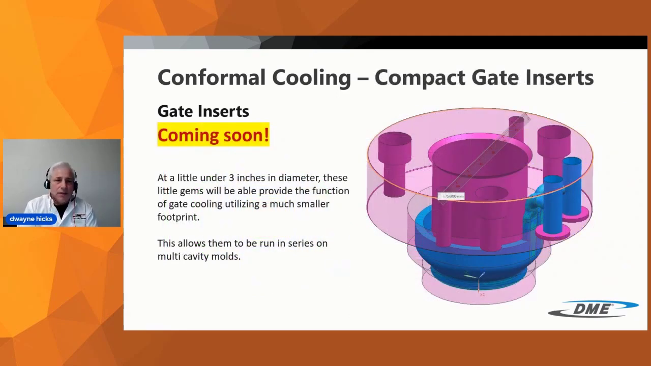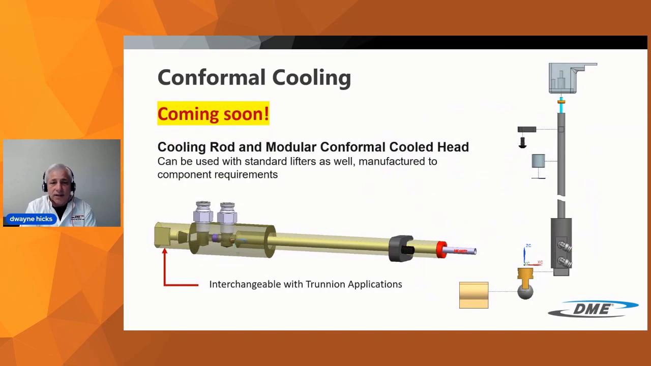Coming soon are compact inserts. And this is going to be very helpful for multiple daisy chain scenarios. They are under 3 inches in diameter and about 3 inches tall and provide the same function as our slim gates. And this is very exciting for a lot of people.